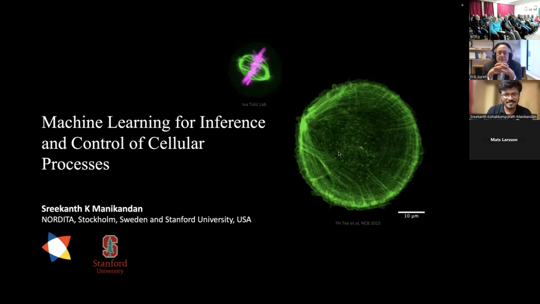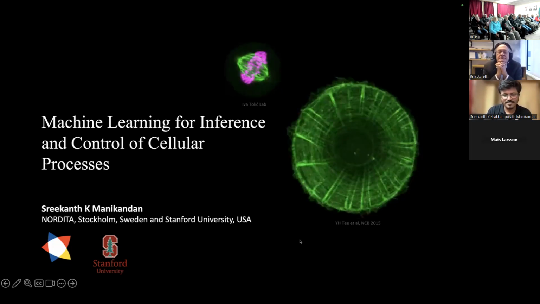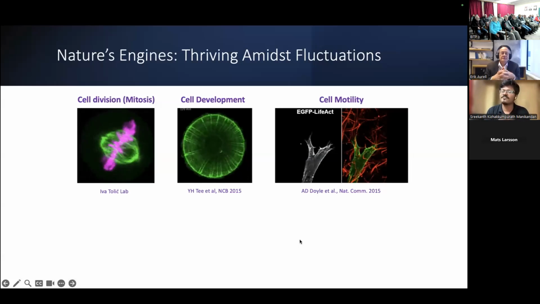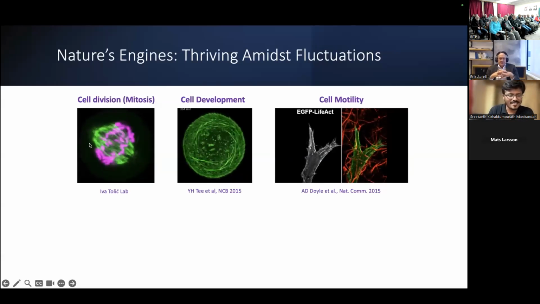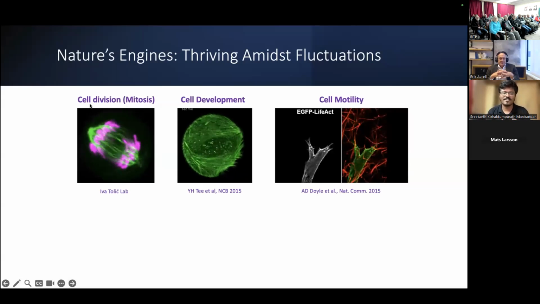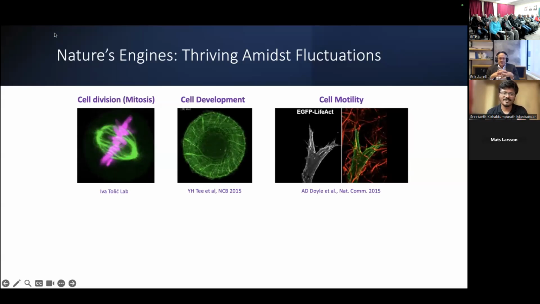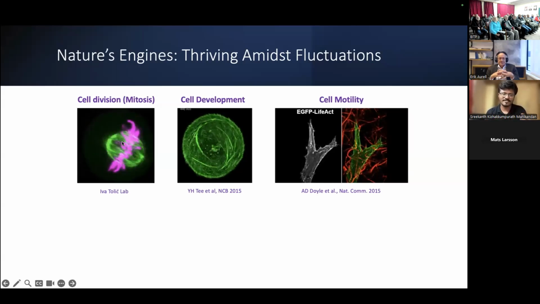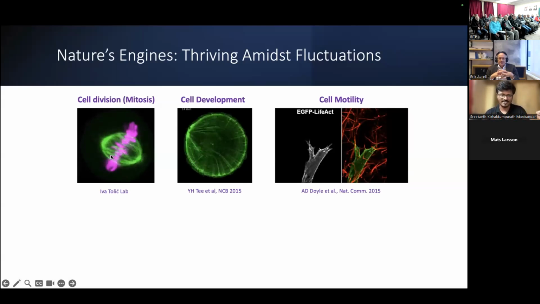So to start with, let me start with examples of three cellular processes. On the left side, you see the process of cell division. This is the most fundamental process in biology. And here what you see is a cell, when it is dividing, separating out its genetic material, which is chromosomes shown in pink color, into the two daughter cells.